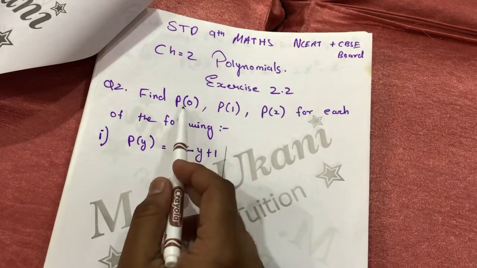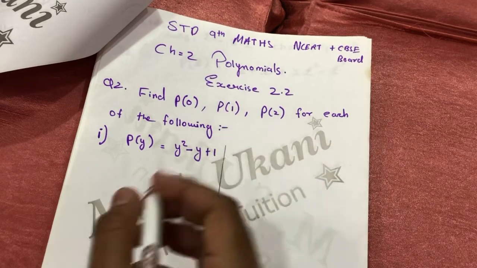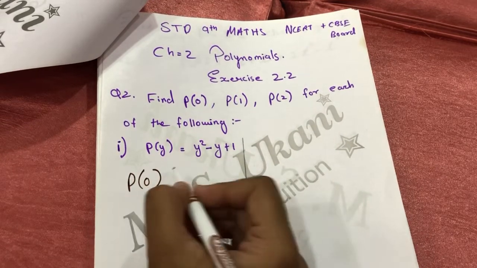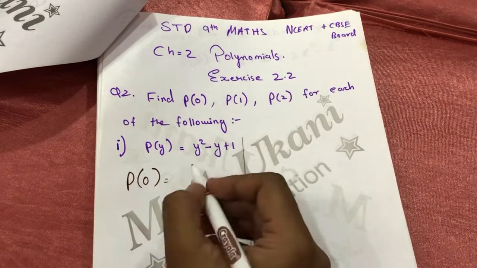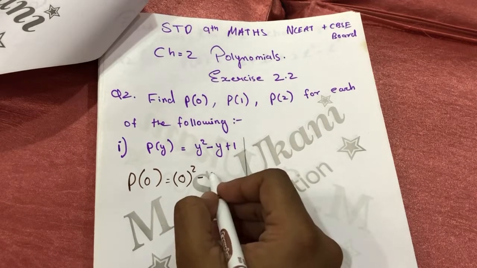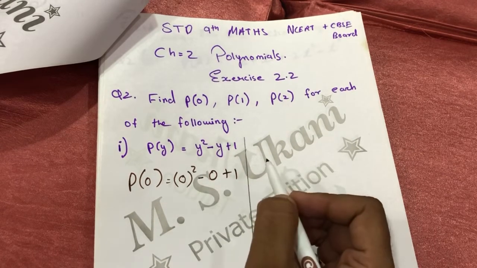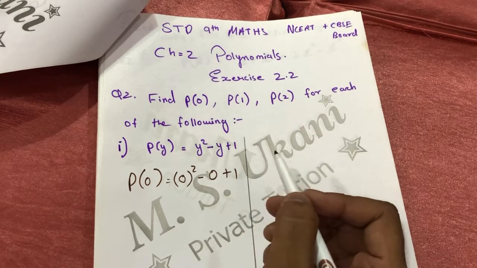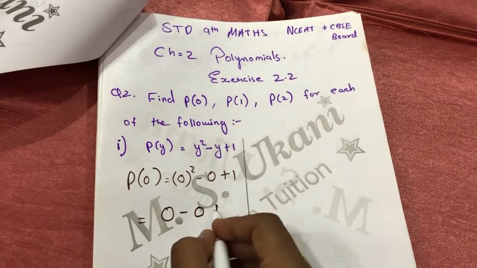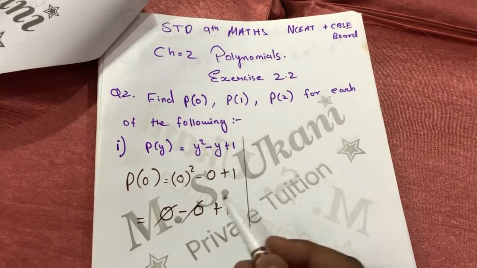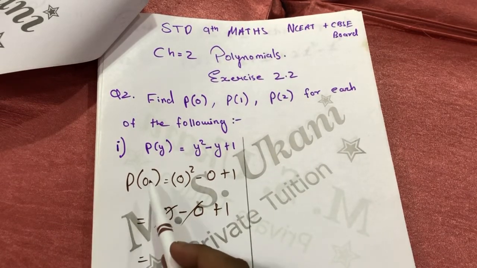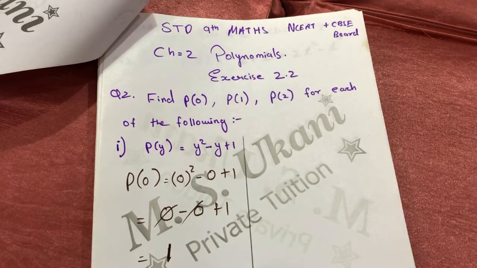So first of all we are putting 0 in place of y. Here I had already written the question. So in place of y we will put 0 first of all. So 0 whole square minus 0 plus 1. Let us do the sum. 0 square will be 0 minus 0 plus 1. Now 0 and 0 will be cut, so our answer will be 1. So when we are putting 0 in place of y, our answer will be 1.